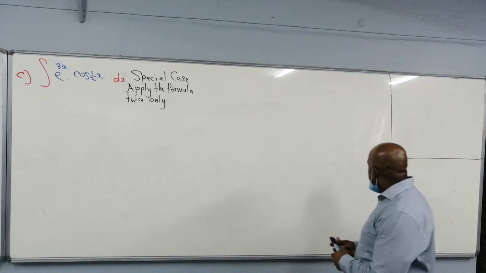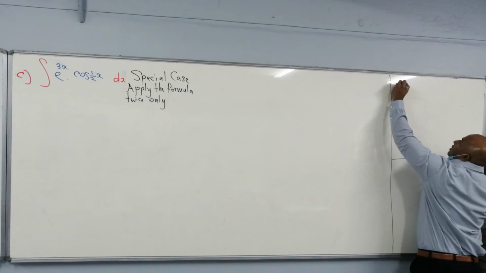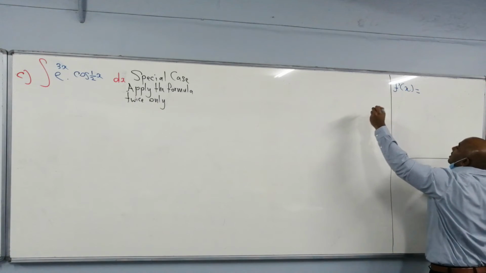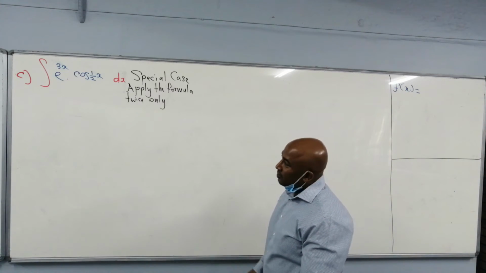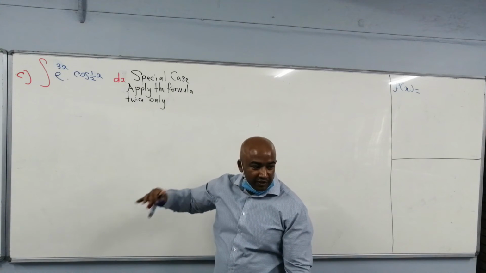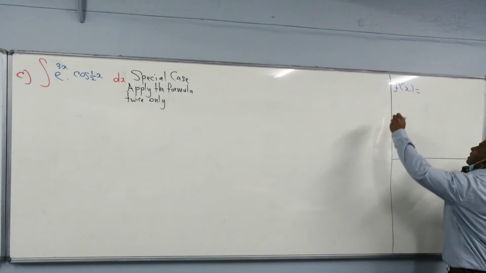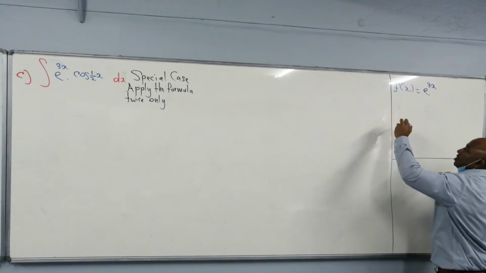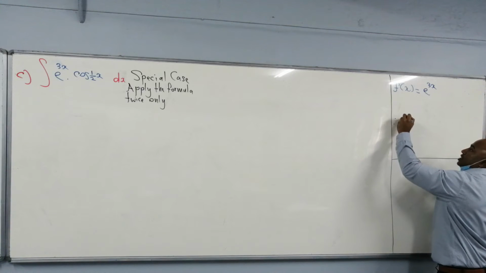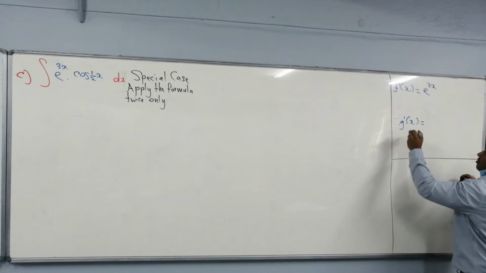So now, f of x is equal to, you know now, which one is f of x? Which one is higher up, number 4 or number 5? Number 4. So my f of x is e to the power 3x. So therefore, g prime x is equal to cos of half x.